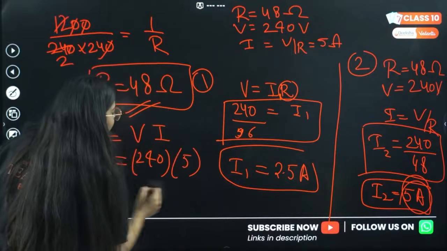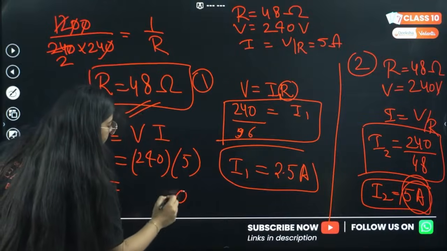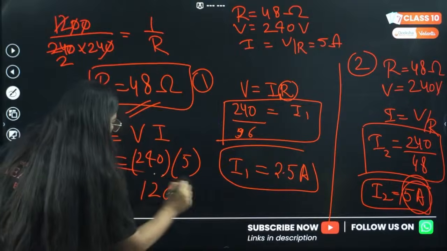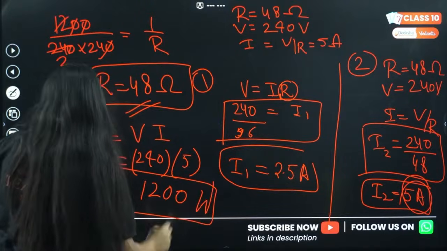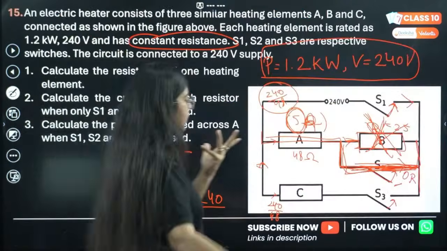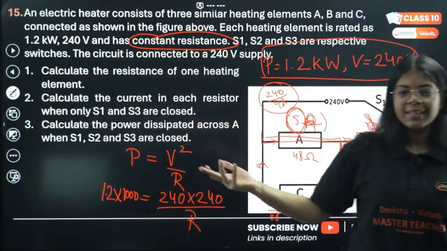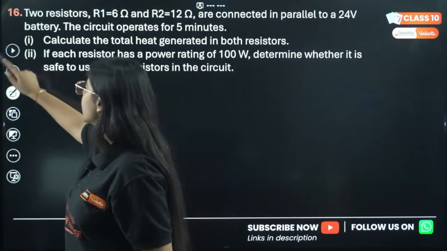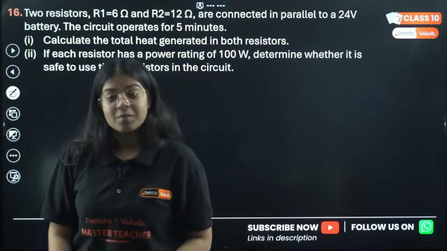So this is 5. So is it done now? So power is what? 1200 watt. Is it correct? Correct? Okay. Move on to the next question. That is 16th question, my friend.